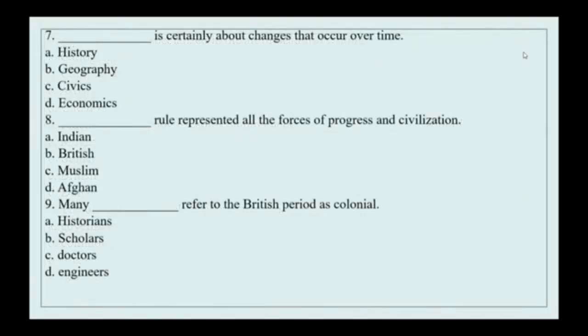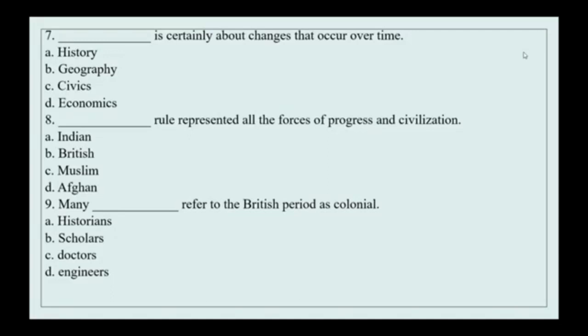See, seventh question. Dash is certainly about changes that occur over time. Option A, history. Option B, geography. Option C, civics. Option D, economics. Which is certainly about changes that occur over time? Of course, history. What is history? History is certainly about changes that occur over time. Isn't it? So, option A, history is the right answer.